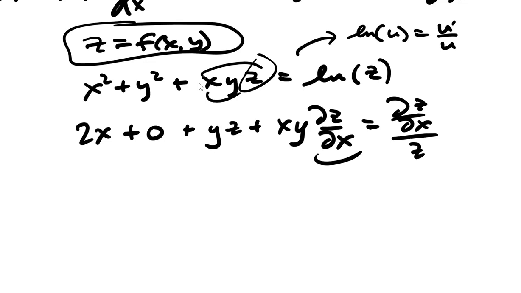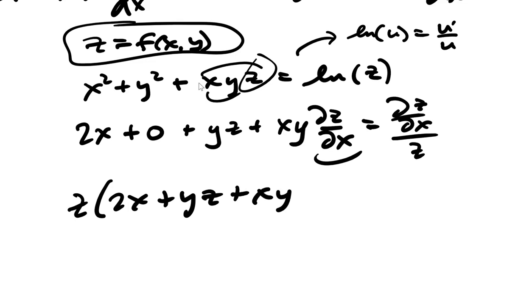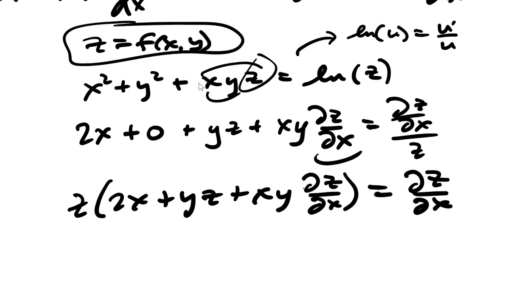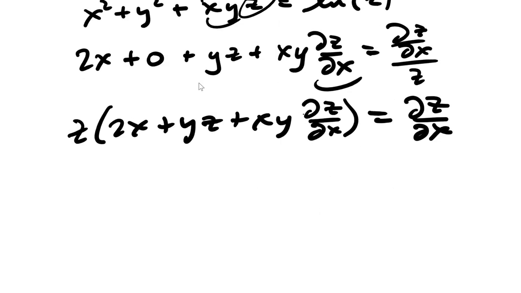Now you just solve for partial z with respect to x. So I'm going to multiply everything by z, so z times 2x plus yz plus xy times the partial of z with respect to x equals the partial of z with respect to x, and then you multiply this through. Let me do the math and pause the video.